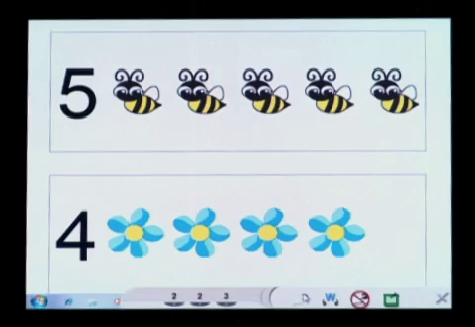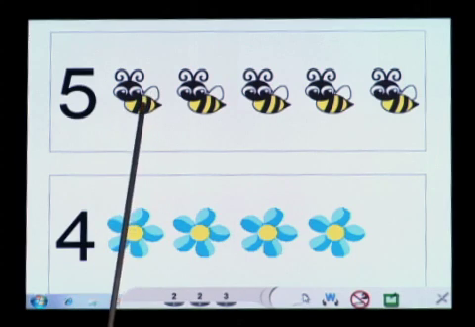Now for your practice, you're going to get problems that look kind of like this, and you'll need to listen carefully to the instructions so that you know what to do. Now this time, the instructions are, click on the group that has less. So we have a group with 5 bees and we have a group with 4 flowers. Let's put one bee with each flower and see which group has less.